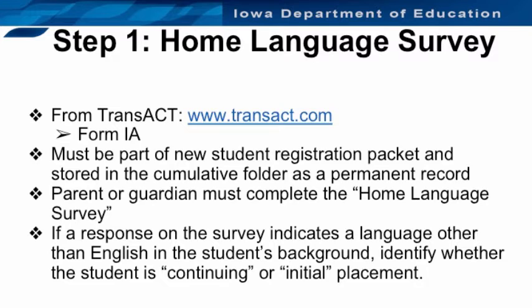Step 1 is the home language survey. This survey can be found on Transact, and it is required that all districts use Form IA from the Transact website. This must be part of a new student's registration packet and stored in the cumulative folder as a permanent record. The parent or guardian must complete the home language survey upon enrollment, and if a response on the survey indicates a language other than English in the student's background, identify whether the student is continuing or initial placement.